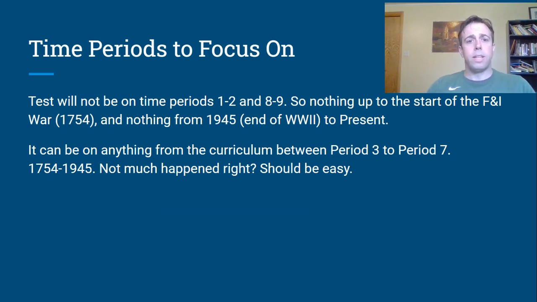A few other things, time periods to focus on. The DBQ will not be in periods 1 or 2 or 8 or 9. So nothing up to the start of the French and Indian War. That means no Jamestown, no Puritans, no encomiendas and Spanish colonization, and then nothing in periods 8 and 9, no Cold War, no Nixon, Vietnam, Reagan, none of that. It's just from 1754 to 1945.